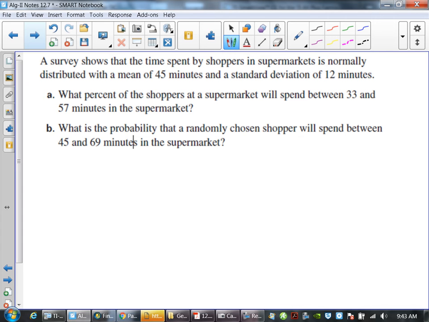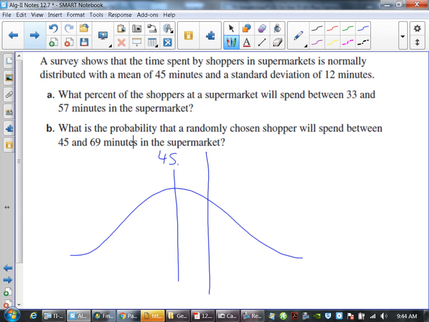So for every standard deviation of 12, I'm adding 12 minutes to 45. If I'm looking at a bell curve, my average goes in the middle, 45 minutes. Every time I move over one standard deviation, it means I'm adding 12 minutes. So what's 45 plus 12? What's 45 minus 12? That's plus or minus 1 standard deviation.